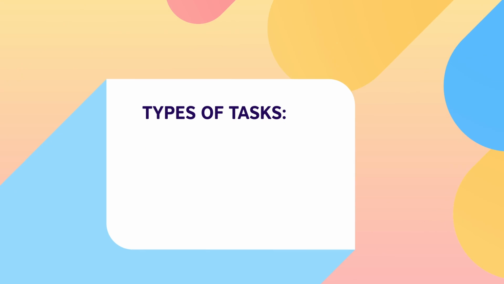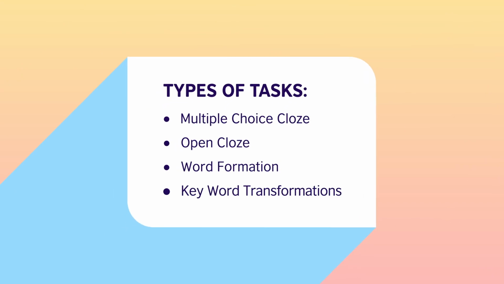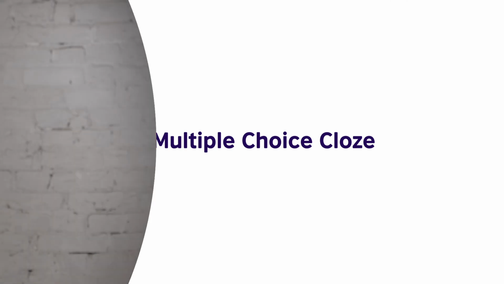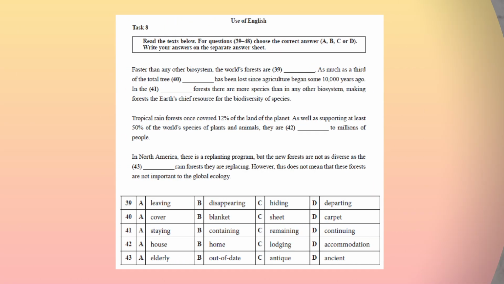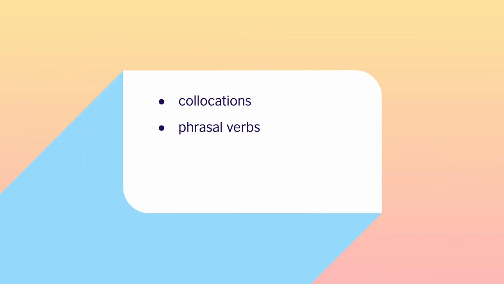Use of English may include the following tasks: the multiple choice cloze, open cloze, word formation, and keyword transformations. Let's have a look at each of the tasks in a little more detail. Multiple choice cloze. Here is an example of this task from a Trials paper in 2019. The main focus of this task is vocabulary. As we can see from the example, there are several gaps in the text. For each gap, there are 4 options and only one is correct. This task is aimed at checking vocabulary, including collocations, phrasal verbs, and synonyms, idiomatic, and fixed phrases.